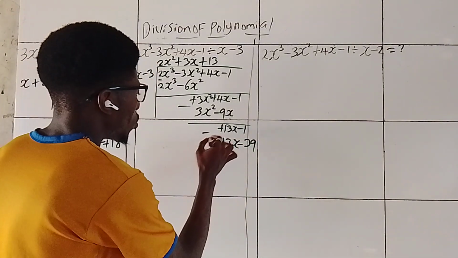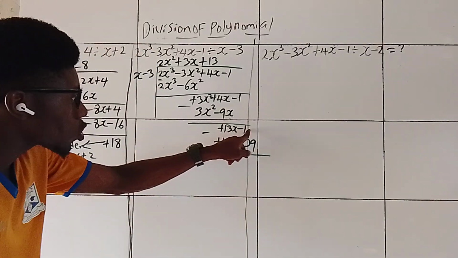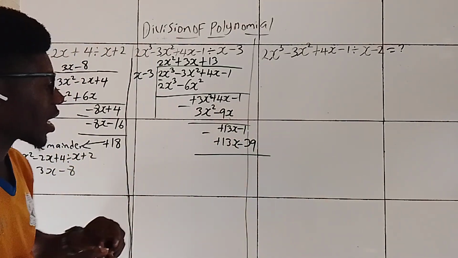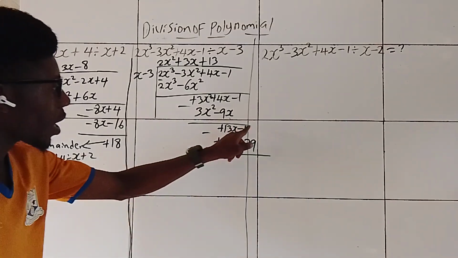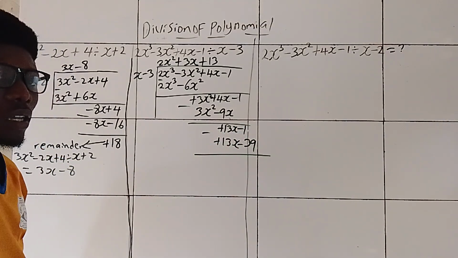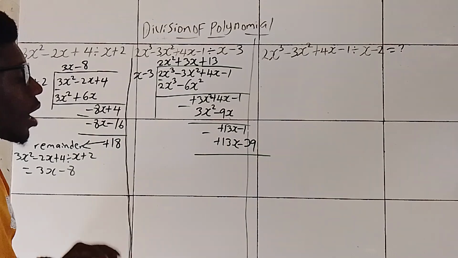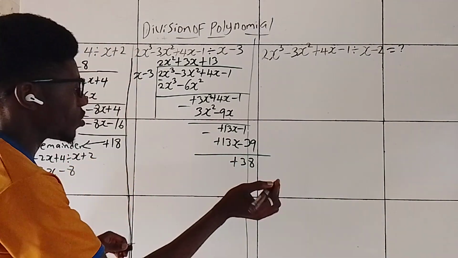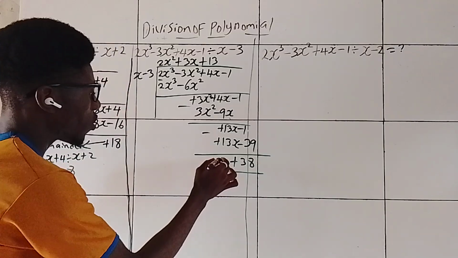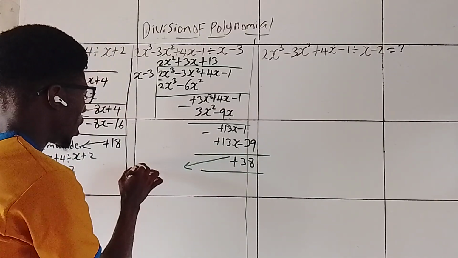So this is what we are going to do. We are going to subtract. So minus 1 minus 39. And remember, minus times minus is going to be plus, right? So minus 1 plus 39. Our answer is going to be plus 38. So this minus this is 0, right? So now we've gotten our remainder. This is our remainder.